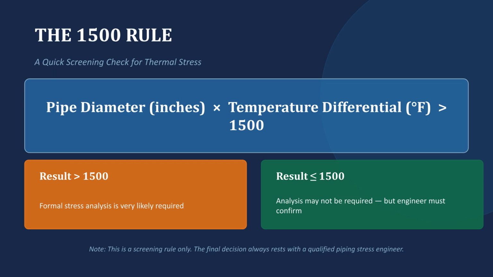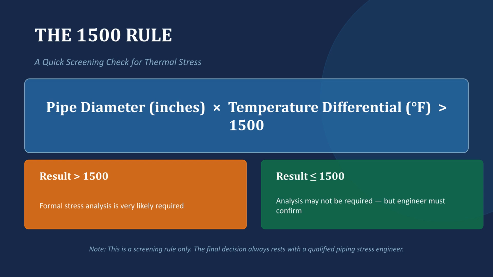You multiply these two numbers together, diameter times temperature differential. If the result is greater than 1500, formal stress analysis is very likely required. The combination of pipe size and thermal movement is large enough that the system probably can't be assumed safe without checking. If the result is 1500 or less, analysis may not be strictly required. But, and this is important, the engineer must still confirm this. This rule doesn't automatically clear a system. It just tells you it's less likely to need in-depth analysis.